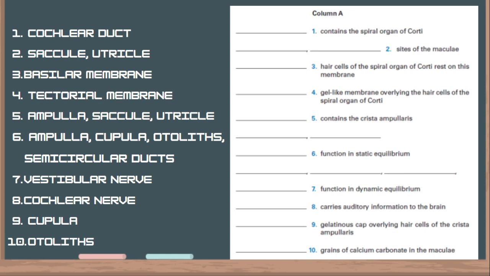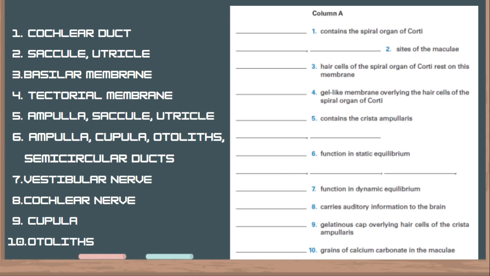Proceeding to the next items, we have the cochlear duct contains the spiral organ of Corti, saccule, and utricle is the site of the maculae. The basilar membrane are the hair cells of the spiral organ of Corti rest on this membrane. The tectorial membrane is the gel-like membrane overlying the hair cells of the spiral organ of Corti.